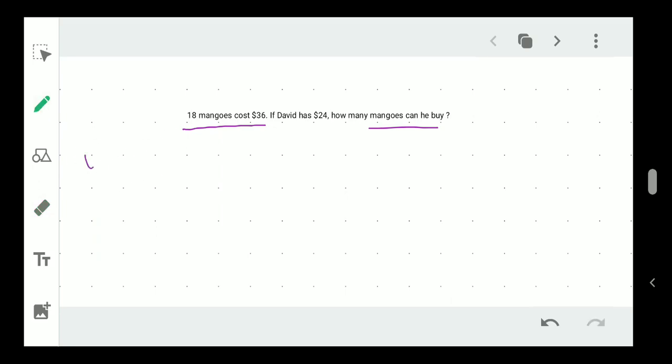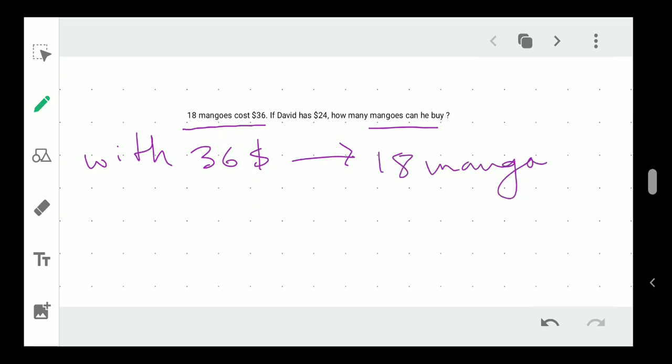So I can write: with $36 we can buy 80 mangoes. One thing you can see is that if I increase the amount of money that I have, and give more money to the shopkeeper, the shopkeeper will give me more mangoes. So both will increase. If I increase the amount of money, the amount of mango will increase.